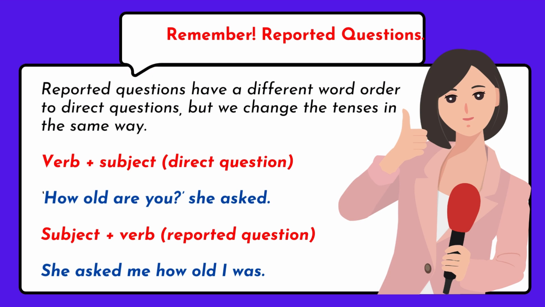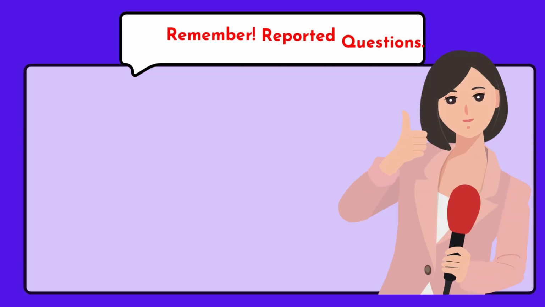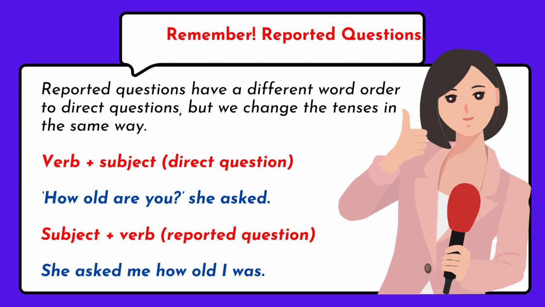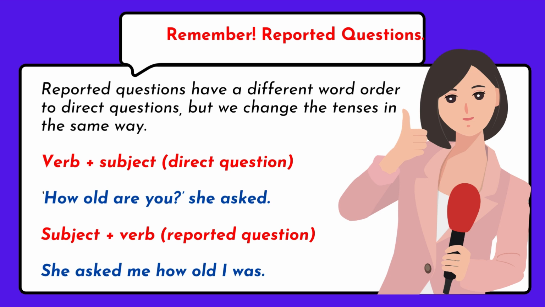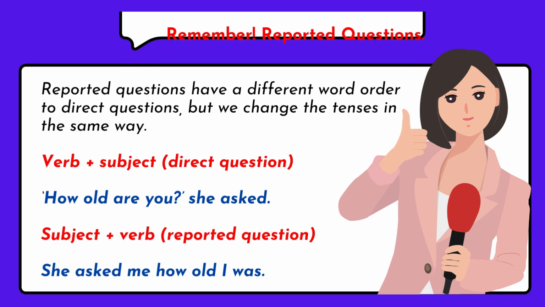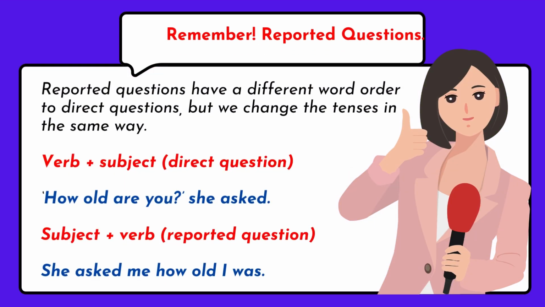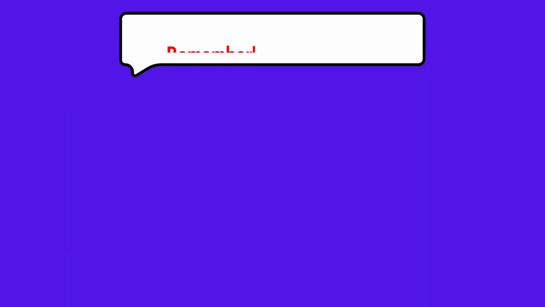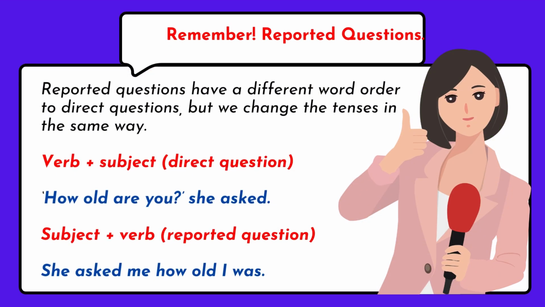Remember. Reported questions. Reported questions have a different word order to direct questions, but we change the tenses in the same way. Verb plus subject, direct question. How old are you? She asked. Subject plus verb, reported question. She asked me how old I was.